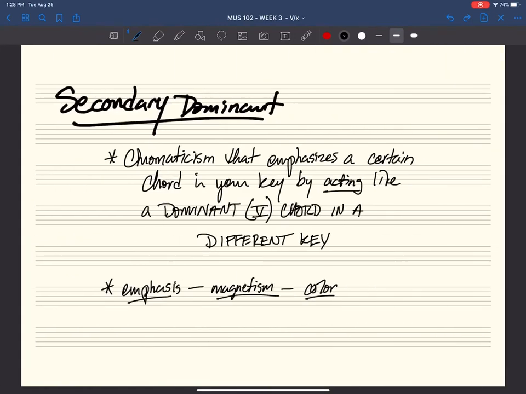Okay, so secondary dominants, right? The chromaticism that emphasizes a certain chord in your key by acting as a dominant, a 5 chord, right, in a different key. They create emphasis, and a word I've used a lot is like magnetism.